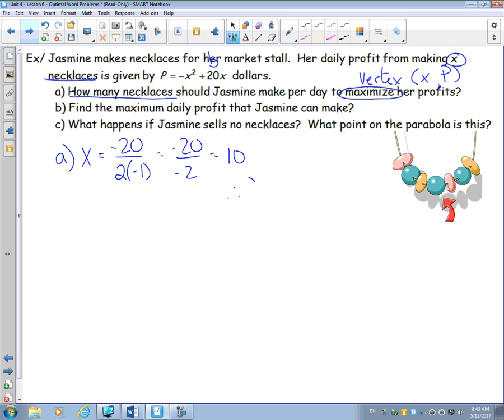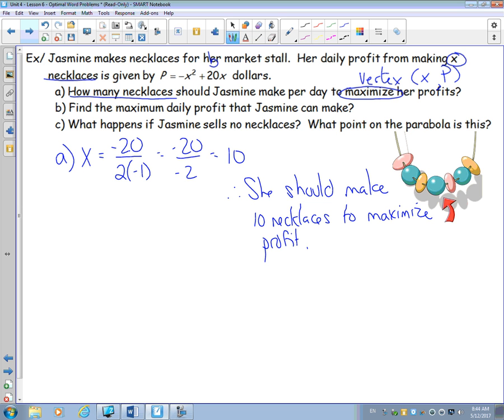Right? She should make 10 necklaces to maximize profits. I found the axis of symmetry that creates the vertex. Part B, find the maximum profit. Well, there's the second half of the vertex. In other words, let's plug that back in. So negative 10 squared plus 20 times 10.